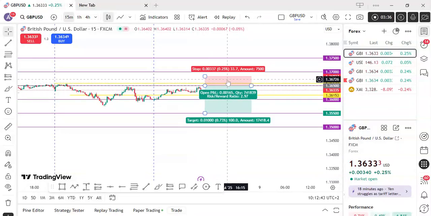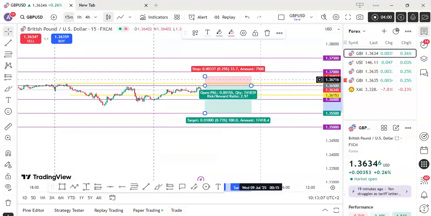I'm going to be risking around 40 pips or thereabout. But here on this chart it says 33.7. So I'm going to be risking around 35 pips, and then target 100 pips. That's literally what I'm going to be doing.